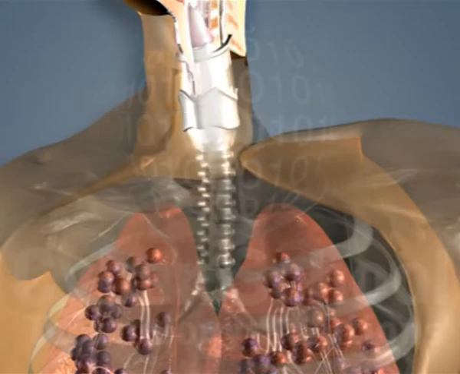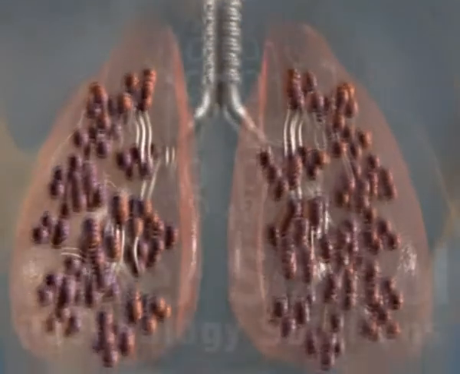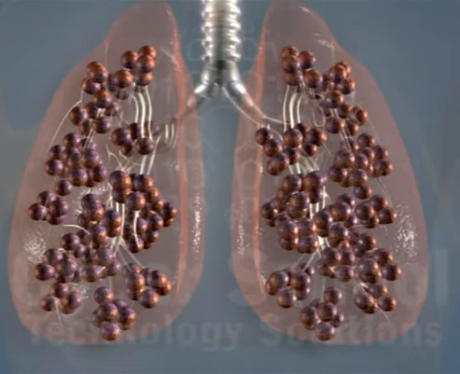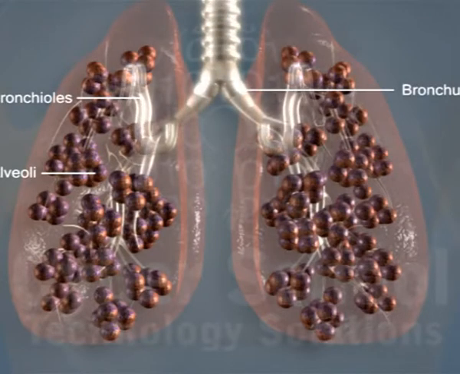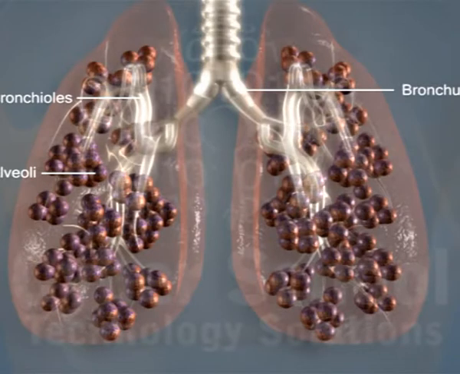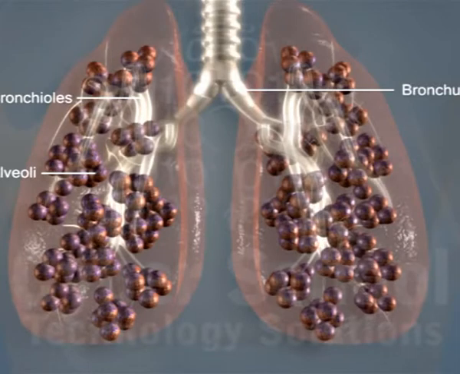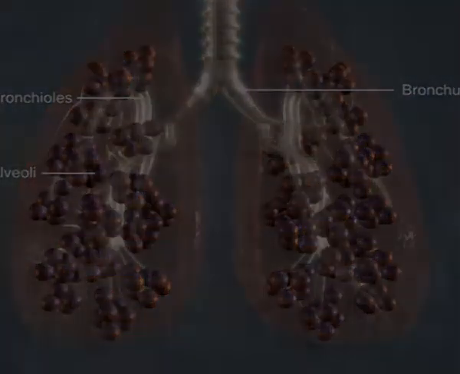The trachea splits into two tubes called bronchi. Each singular tube is called a bronchus. Each bronchus enters into a lung. Within the lungs, bronchi divide into a number of fine branches called bronchioles. The bronchioles split further and end in small clusters of air sacs called alveoli. This is where gaseous exchange occurs.